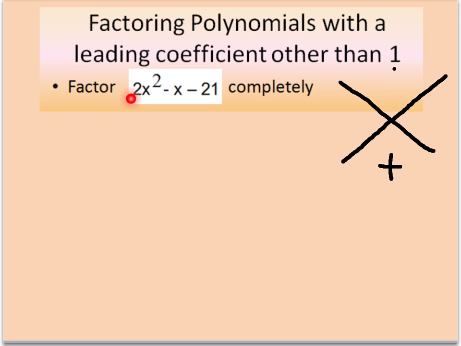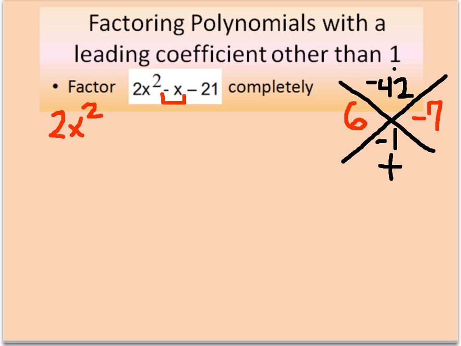So the product that I'm looking for is 2 times negative 21, which is negative 42. And the sum is the middle term, negative 1x. So I need a negative 1 for my sum. And the two numbers that satisfy that are 6 and negative 7. So now I'm going to take that 6 and negative 7 and split the middle term into those two. So I rewrite it as 2x squared minus 7x plus 6x minus 21.